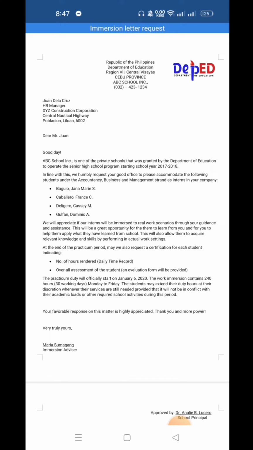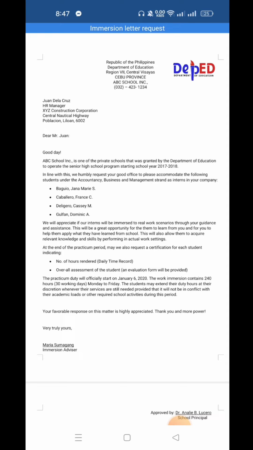The students may extend their duty hours at their discretion whenever their services are still needed, provided that it will not be in conflict with their academic loads or other required school activities during this period. Some companies would need an extra hand in the normal course of their business.